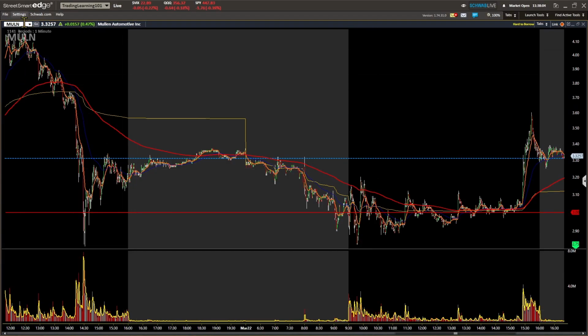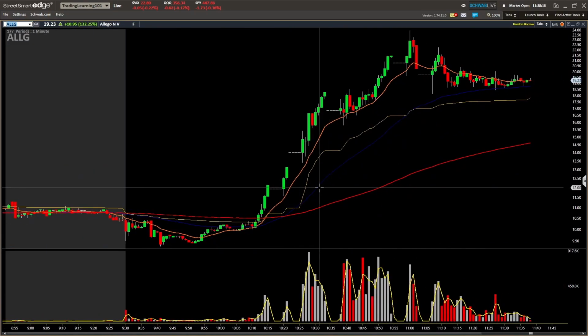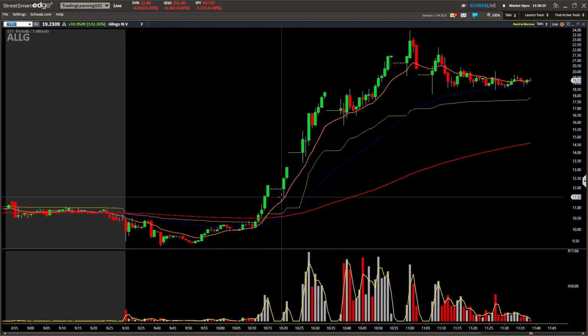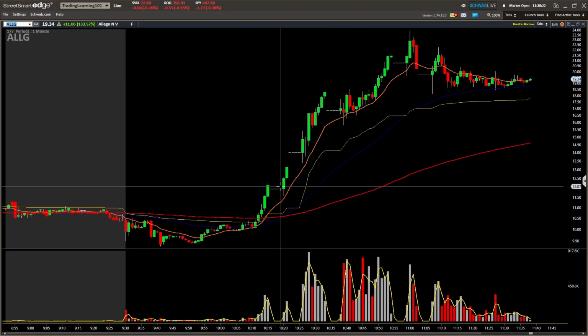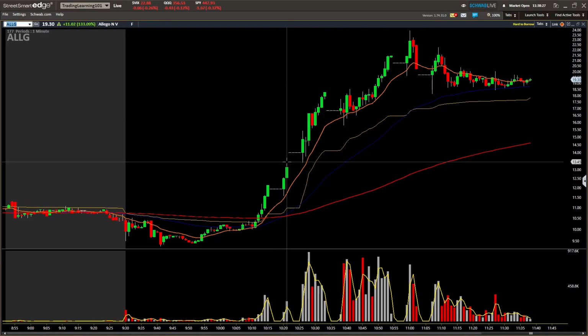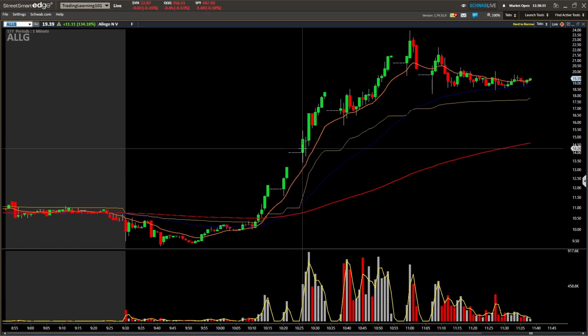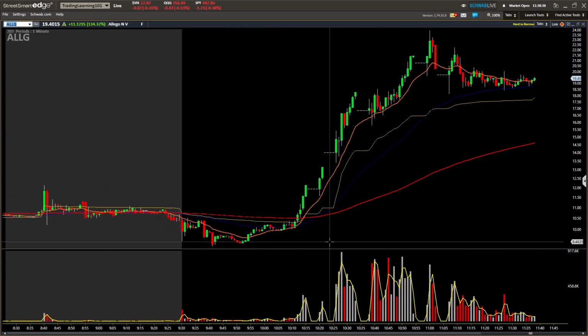Like, for example, real quickly, ALLG. Look at the explosive moves here on ALLG. One candle here from $11.50, this thing ripped up to $12.50. Right here, it was from $13.50, it ripped up to $15.50. That's a $2 range on a 1 minute candle. So it's super volatile, this stock is. And you've got to adjust your share size and be strategic on how volatile the stock is.